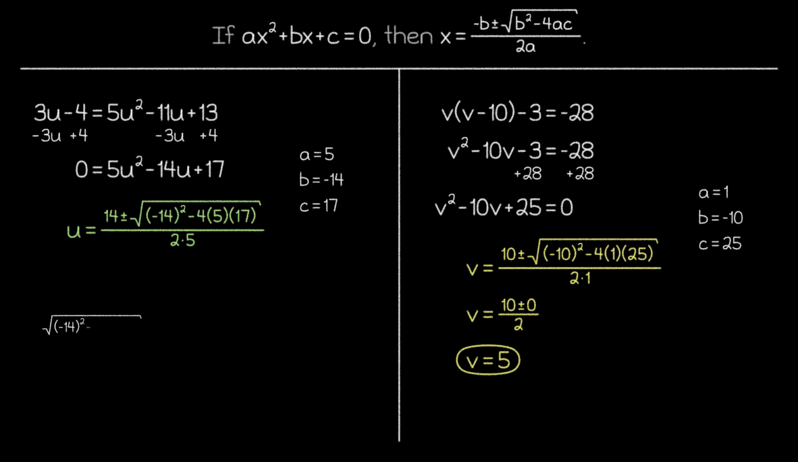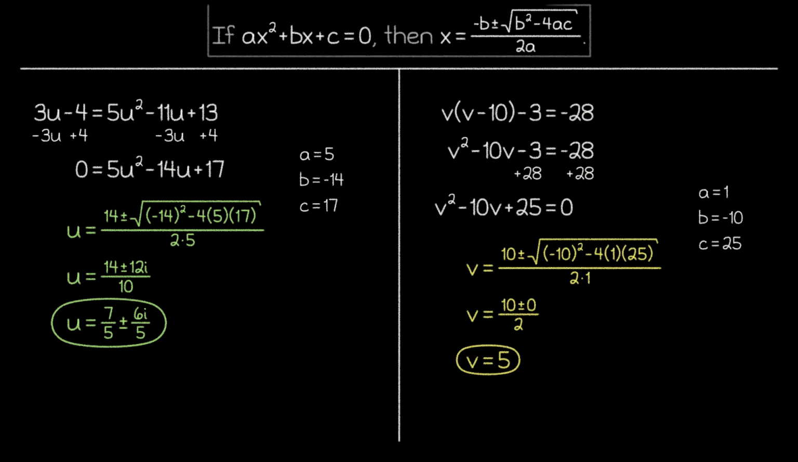In the case of u, we end up getting the square root of a negative number, so we need to introduce the imaginary unit to continue simplifying. Eventually, we get to this equation, which represents our two complex solutions.